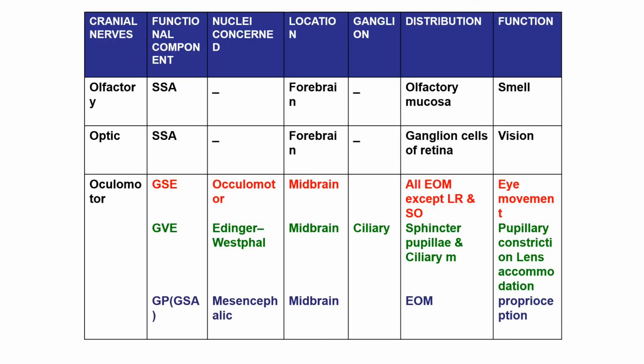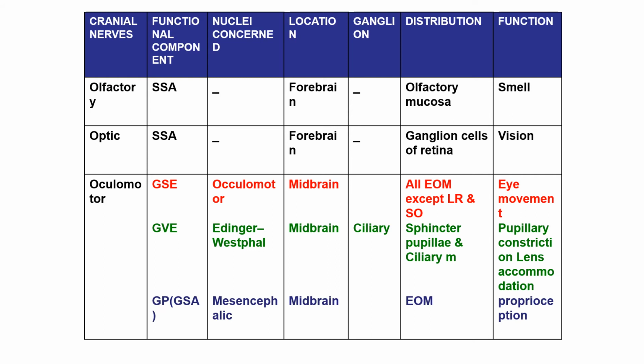Coming to the first cranial nerve, that is the olfactory nerve. The fibers of this nerve are classified under the special somatic afferent category. It is located, as I have already told you, in the forebrain. It is distributed to the olfactory mucosa and performs the function of smell. The next cranial nerve is the optic nerve. It also has the functional component of special somatic afferent. It is located in the forebrain, distributed to the ganglionic cells of the retina, and performs the function of vision.